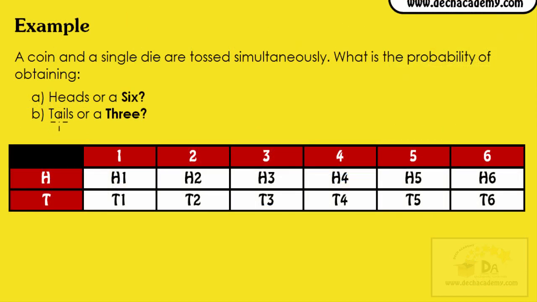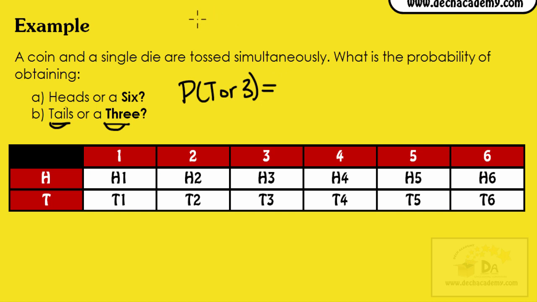The second question asks for the probability of getting a tails or a 3. Now, this is basically saying what's the probability of getting a tails from the coin flip or getting a 3 from the die toss. So the probability of getting tails or a 3. Now, like I said earlier, the outcome of the coin flip is independent of the outcome of the die toss because they don't influence each other.